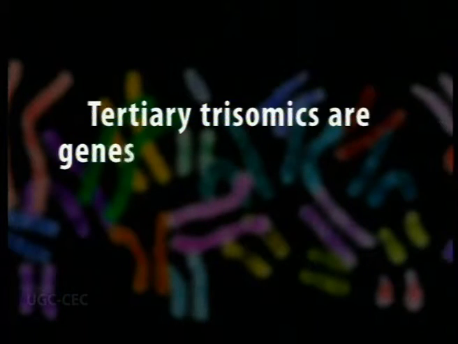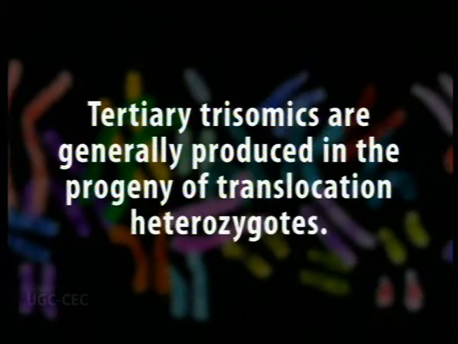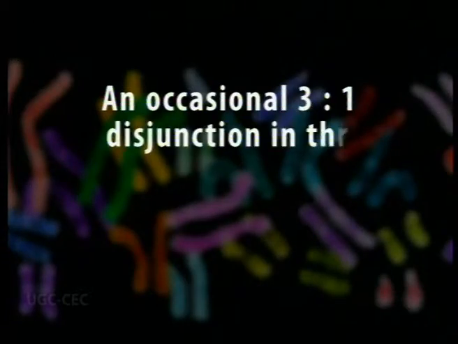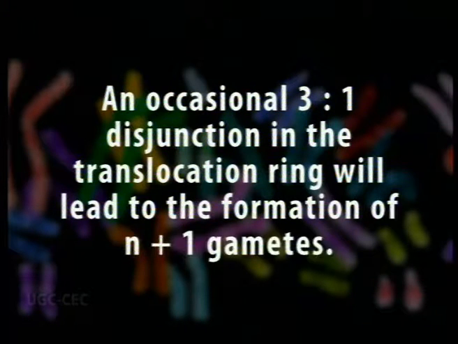whereas the origin of tertiary trisomic is translocation heterozygote. Translocation heterozygote carries a ring of 4 chromosomes which is a product of 2 homologous pairs, and segregation sometimes takes place in such a manner that there is 3:1 segregation, that is 3 chromosomes go to one pole, so that one of the chromosomes is the product of translocation, and hence that gamete which is n plus 1 when fertilizes with a normal gamete results in the formation of a trisomic, but the extra chromosome there is a product of translocation, and hence we call that as tertiary trisomic.